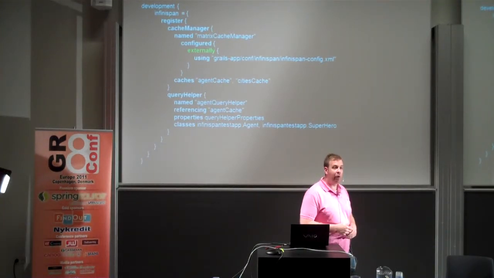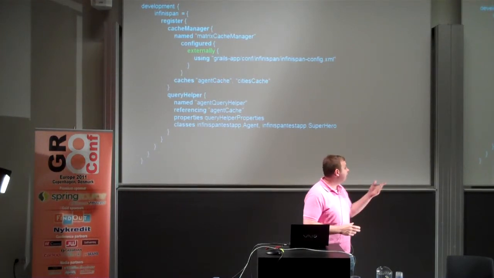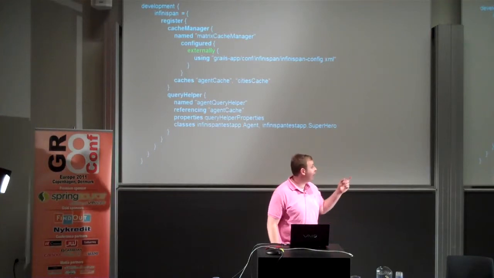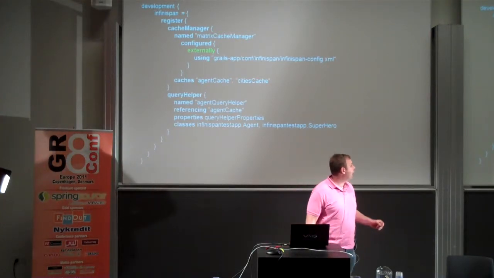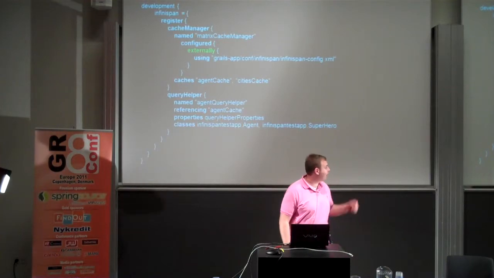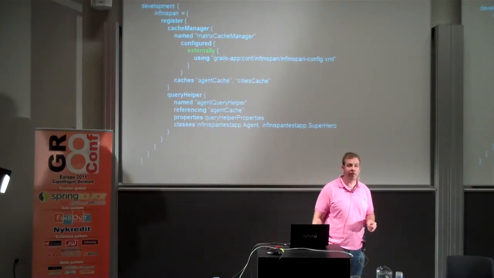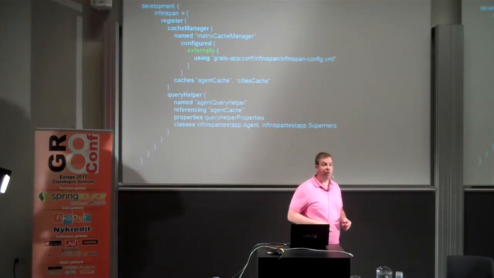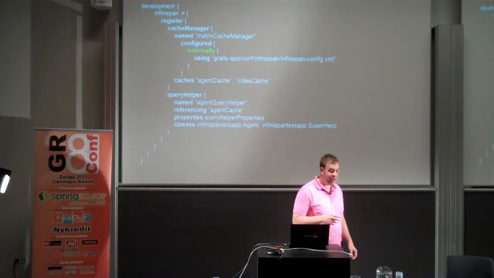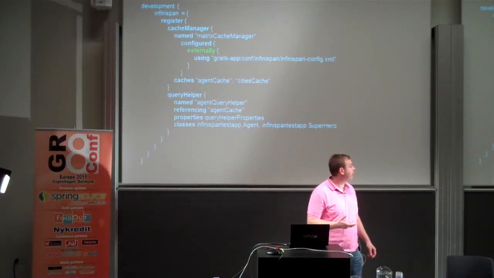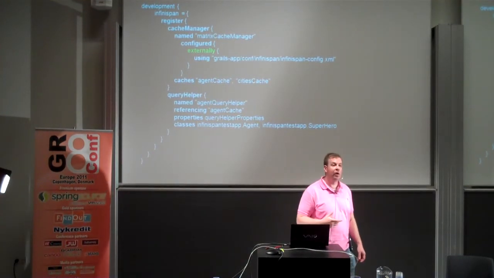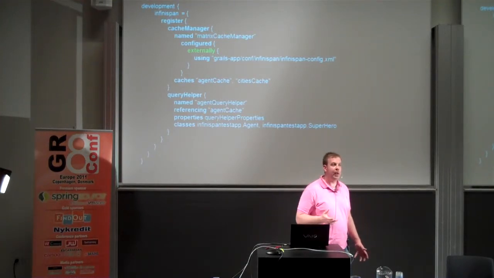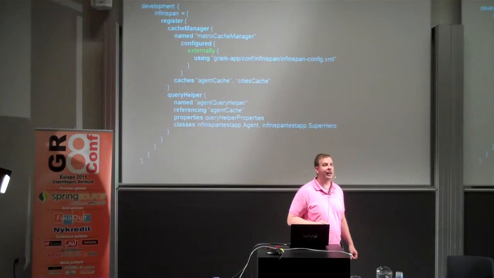Query Helper is used for querying the cache, and it's named agent query helper. It's referencing the agent cache, and it has some properties and some classes. The classes in particular are the types of classes that we want to query. I talked about the plugin helping you avoid some problems, and one of the problems that you can get in Infinispan is that if you register a query helper with the cache after you've put objects in it, it will give you 0 results back, and I don't like that.